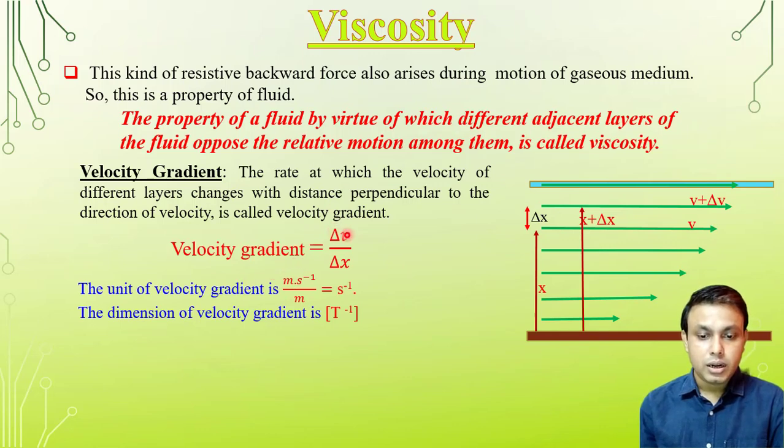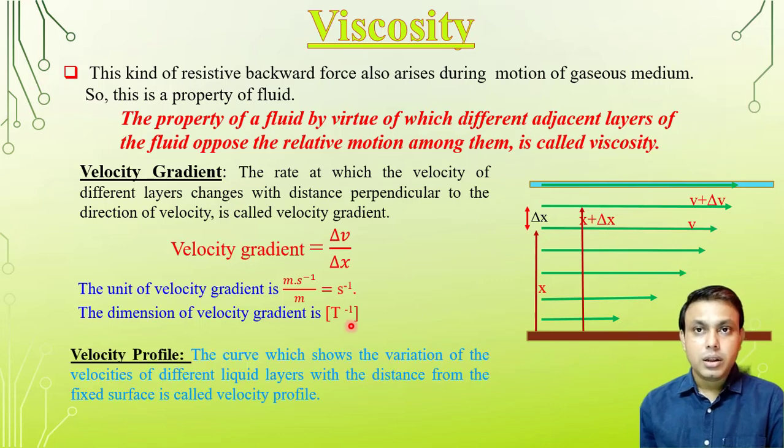And we see delta v, this is the unit of velocity, meter second inverse, and the unit of distance is meter, so here it will be second inverse. And what is the dimension? The dimension of the velocity gradient is time inverse. Since the unit is second inverse, it can easily be understood that the dimension will be time inverse, T inverse.